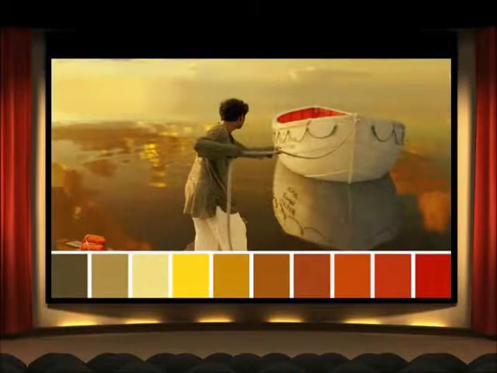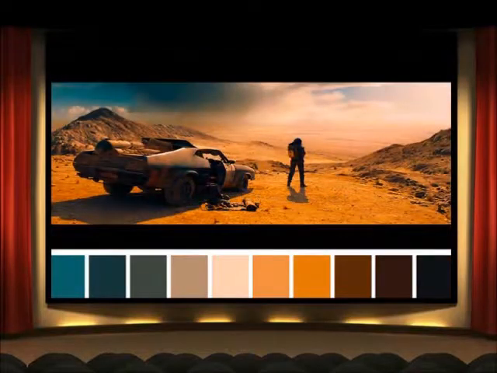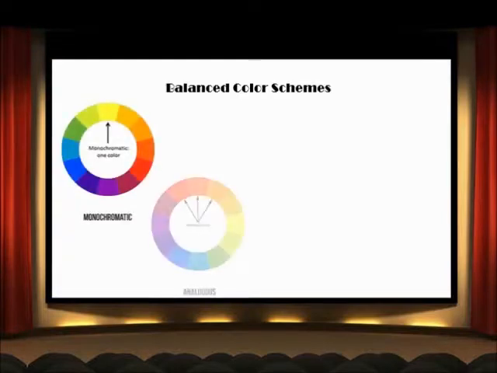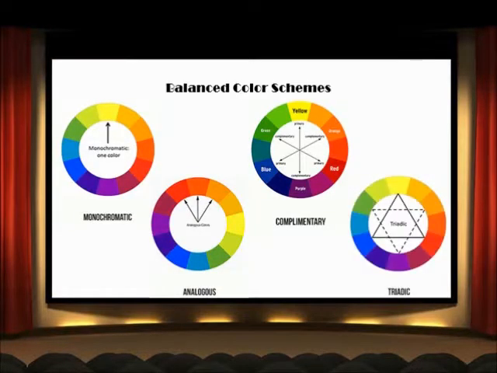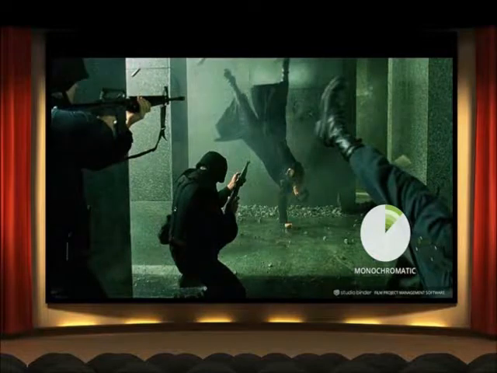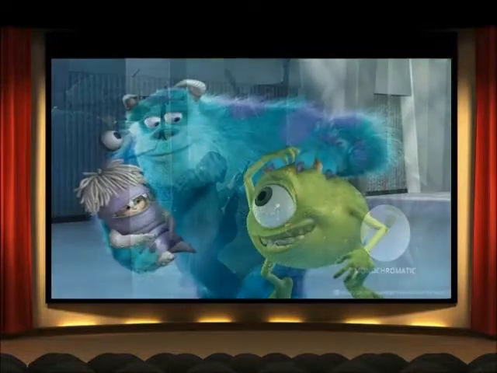Of course, films are not limited to single colors per mood. Filmmakers can combine a multitude of colors to create certain color palettes or schemes. Color schemes usually fall into two categories: balanced and discordant. Balanced color schemes usually involve harmonious pairs of colors on the color wheel. The four types of balanced color schemes are monochromatic, analogous, complementary, and triadic. Monochromatic color schemes involve shades of a single color. This results in a very harmonic, unified look, such as in the monochromatic greens of The Matrix.